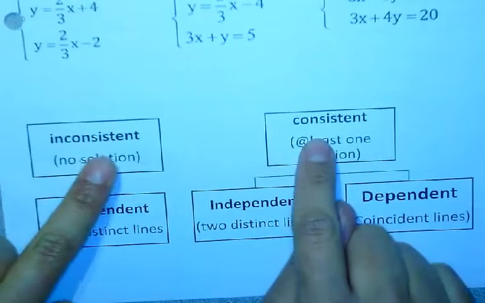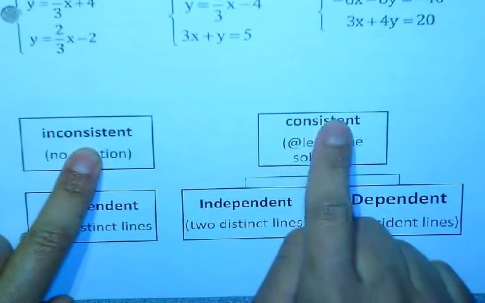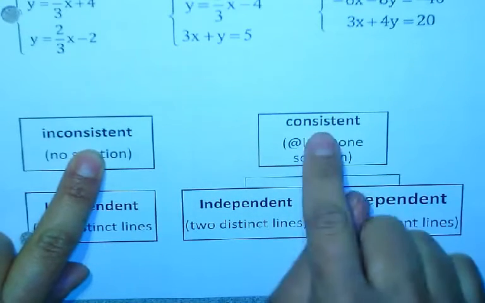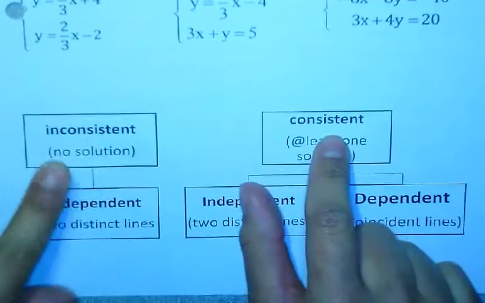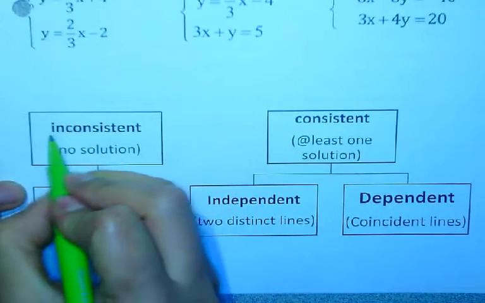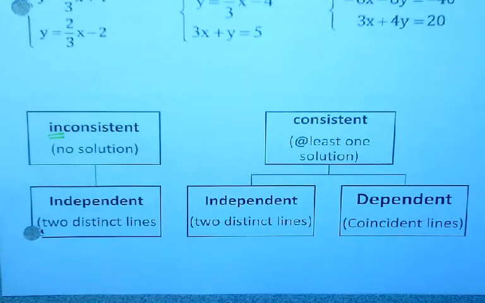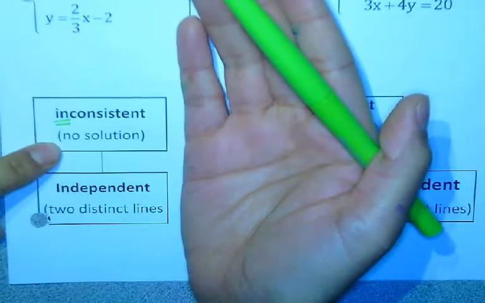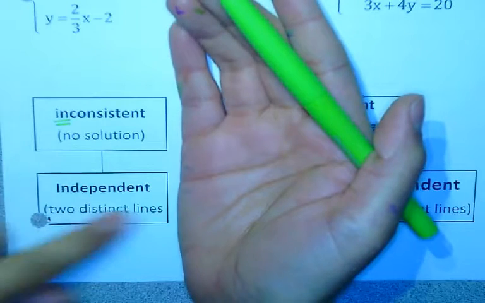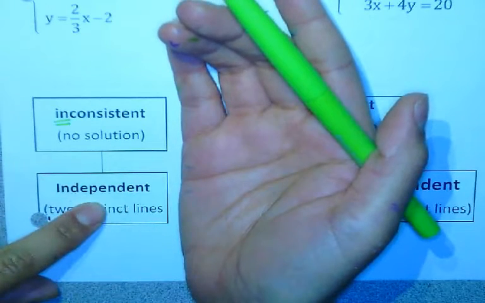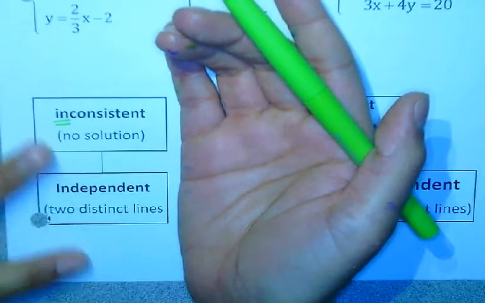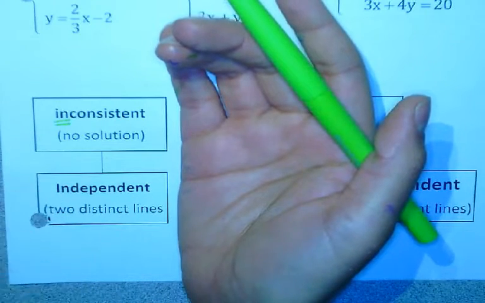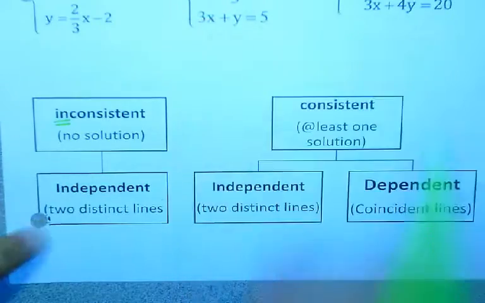Basically, you have consistent versus inconsistent. Consistent, as common sense tells you, has a solution or more. So this will have solutions. Inconsistent, just like the prefix tells you, in, means that it will have no solution. If you have an inconsistent system with no solution but still two distinct lines, then it can also be independent. When two lines are distinct, like they're separate, they're independent. They're not the same. They're on their own, so independent.